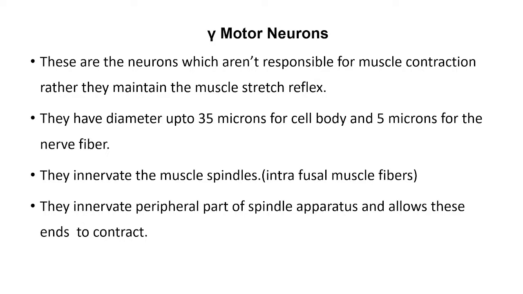Their diameter is 35 micron for the cell body, and for the axon it is 5 micron in diameter. These are A gamma fibers, according to Erlanger and Gasser classification, which includes A alpha, A beta, A gamma, A delta. Whom do they innervate? They innervate the muscle spindle, which has no role in muscle contraction. They are simply the sensory receptors present inside the muscles. Got it?